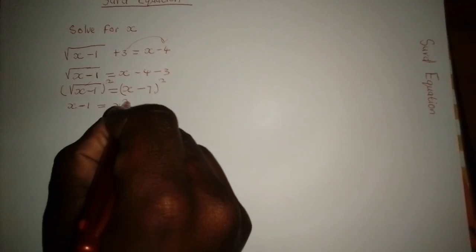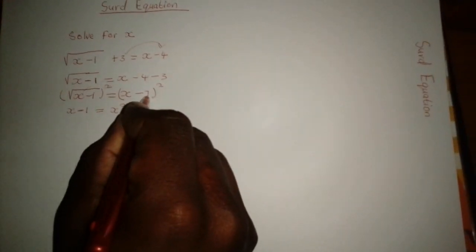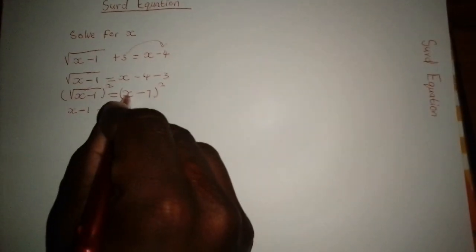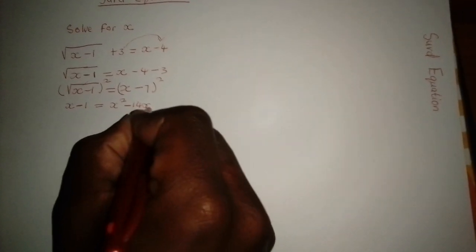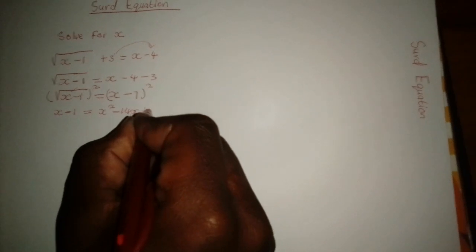Then you can use any algebraic method here. I prefer what I call the square method. Then you square the first, so it will be x squared. Then 2 times negative 7 is negative 14, times x, it's negative 14x. Then you square the last, so it becomes 49.